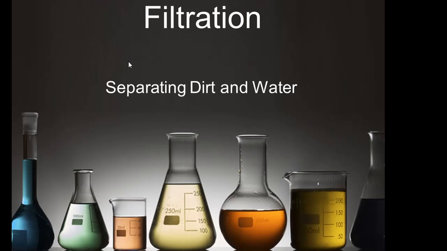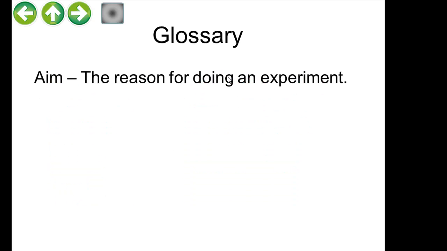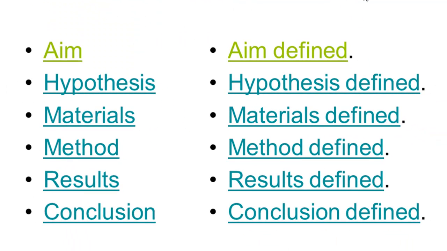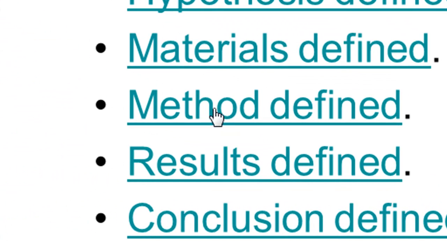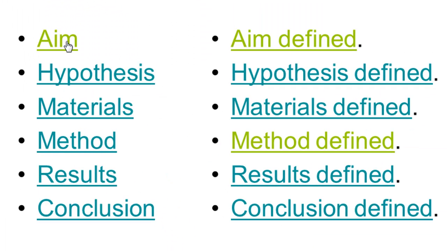If you're doing a filtration experiment, you'd simply type in your title and subtitle here, click to go to the next slide, and this is the way the template looks. Things like the definition of the various parts of an experiment are already inputted for you, so you can discuss these with your kids. Say, hey kids, what does the word method mean, and then go to that. The other section is where you actually input your own content based on whatever experiment it is.